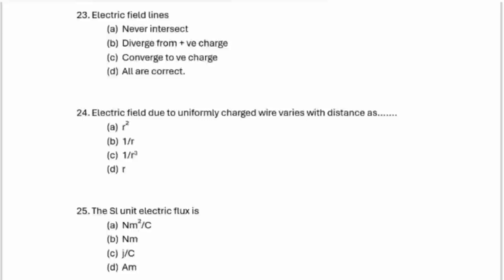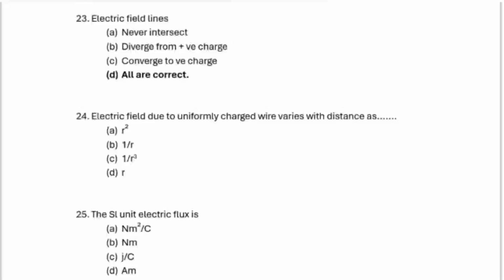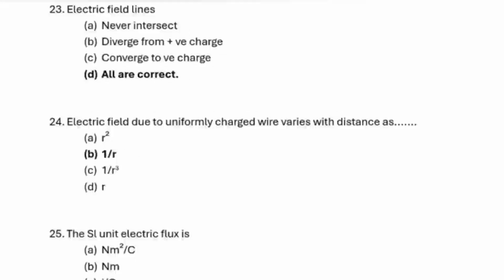Question number 23. Electric field lines. Option A, never intersect, option B, diverge from positive charge, option C, converge from negative charge, option D, all are correct. Here all the options are correct. Question number 24. Electric field due to uniformly charged wire varies with distance as option A, r square, option B, 1 by r, option C, 1 by r cube, option D, r. Here the correct answer is option B, 1 by r.